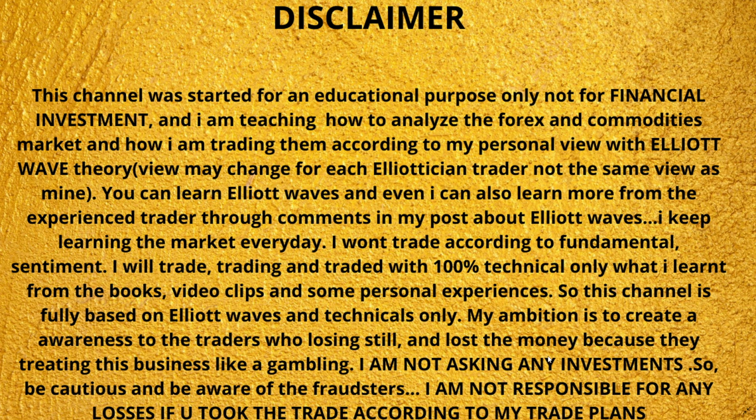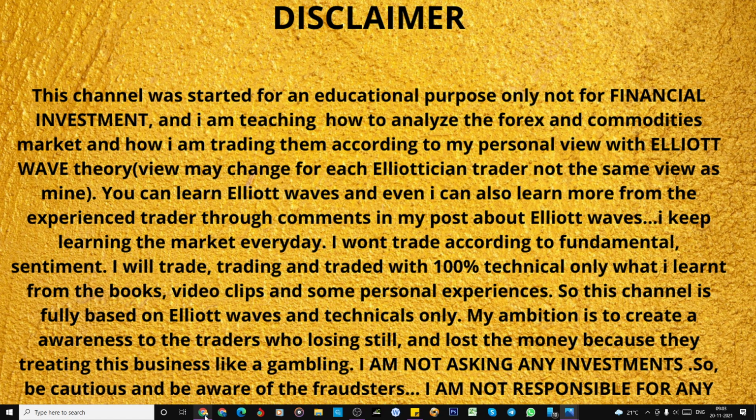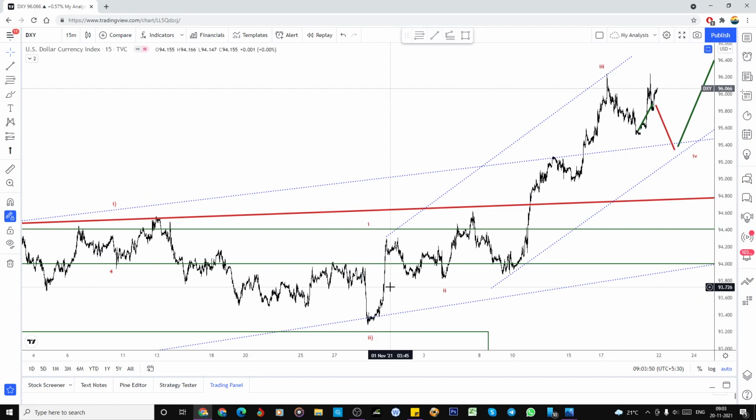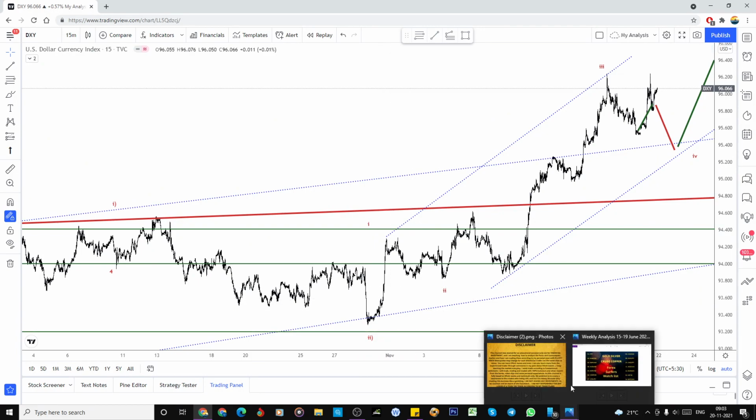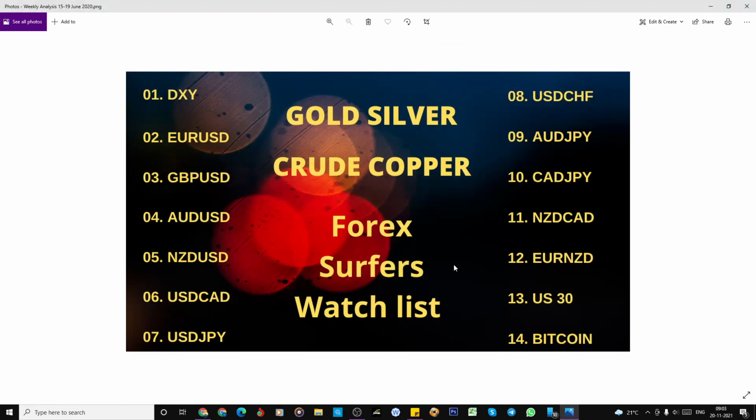So before we get into this analysis, this is my disclaimer, read carefully. So let's move on to DXY first, and before that we will see our watch list starts from DXY and ends with copper.